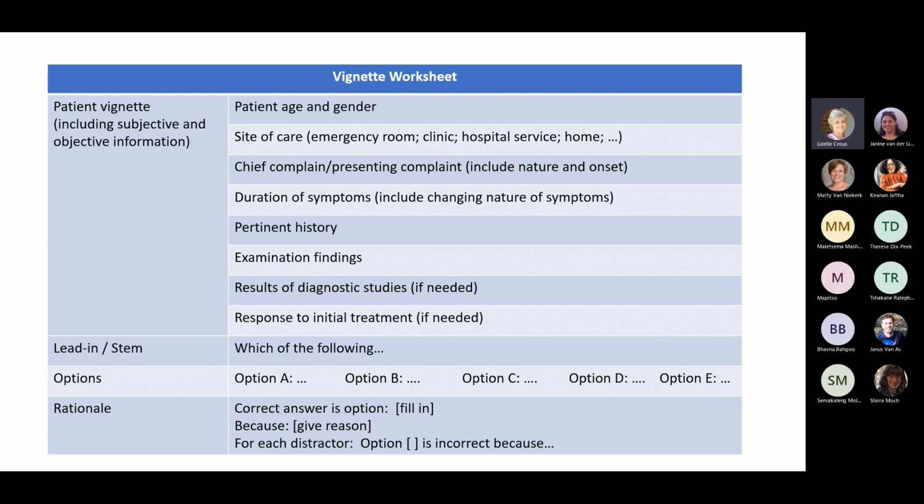The pertinent history, so the medical history of the patient that is relevant. So you can include allergies and social habits, and then examination findings, results of diagnostic studies if it is required for the level of testing, and then the response to the initial treatment, also if you want to include that.